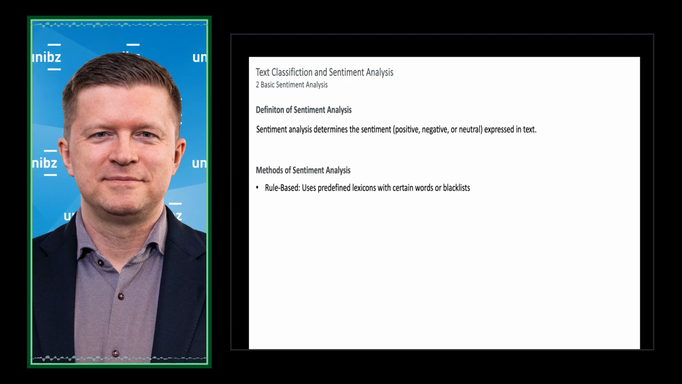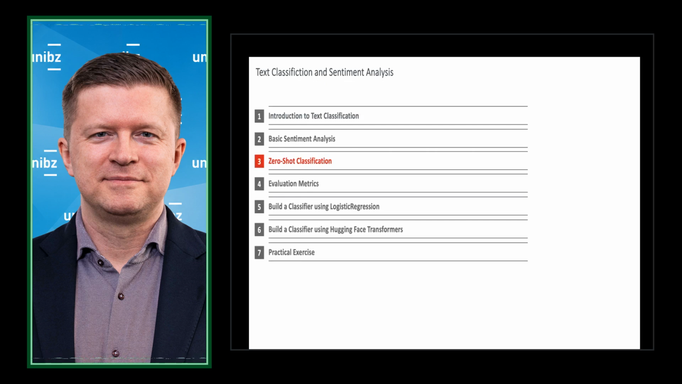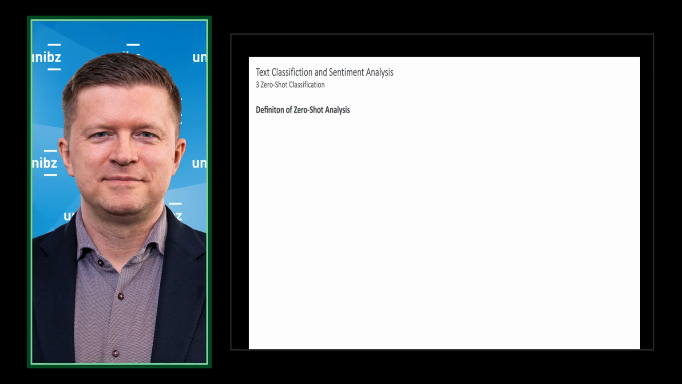And one special form of this machine learning trained models is something called zero-shot classification. And we take a look at this now first. Zero-shot classification is a technique that allows text classification without training on specific labeled data sets by using pre-trained models, for example, those Hugging Face transformer models. Because in this way, you can classify text into user-defined labels without additional training, without additional fine-tuning.